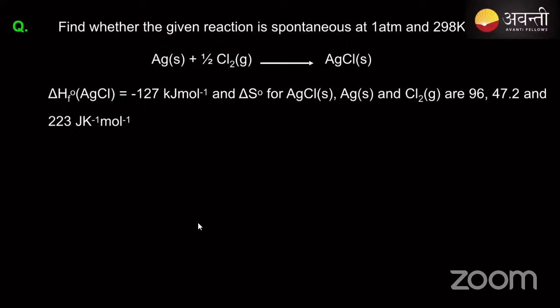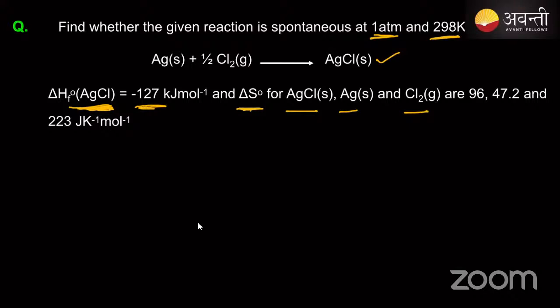Let's discuss what the correct answer is here. What is given first? Find whether the given reaction is spontaneous at 1 atmosphere and 298 Kelvin. The enthalpy of formation of the reaction is given, that is nothing but minus 127 kilojoules per mole. He is also giving the standard entropy of AgCl, Ag, and Cl2.